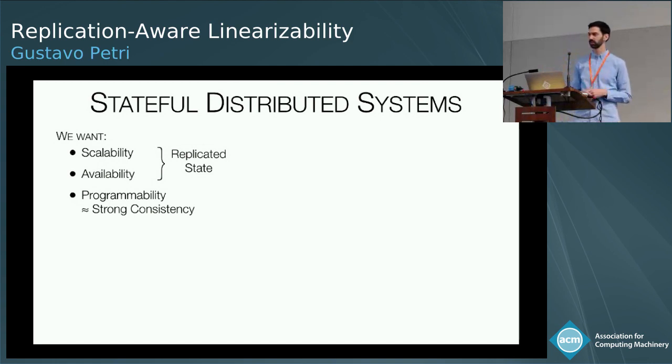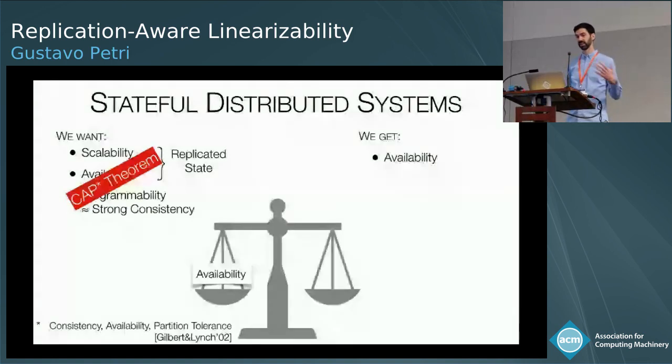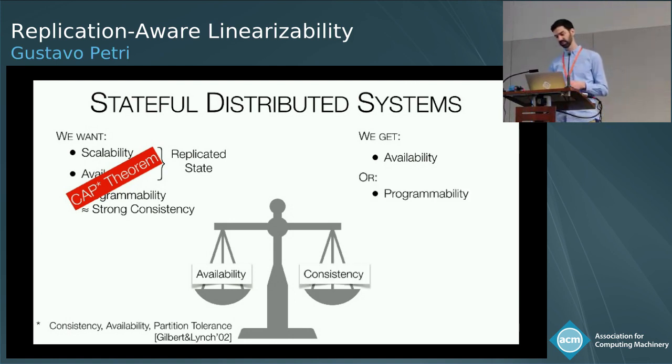Within the context of stateful distributed applications, this kind of means strong consistency. Strong consistency means that whenever a node performs an operation and updates the state, all other nodes will get to see that update almost immediately, and at least in the same order. Now, unfortunately, this is impossible to have. You cannot have both availability and consistency in a distributed system that tolerates network failures. This is known as the CAP Theorem by Gilbert and Lynch. And this is bad news. This means that either you get availability and you respond quick, or you get programmability and programming is easy.